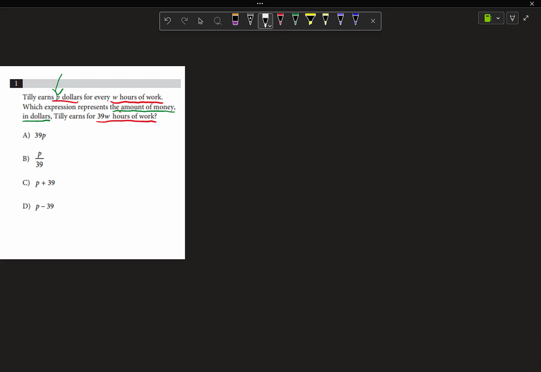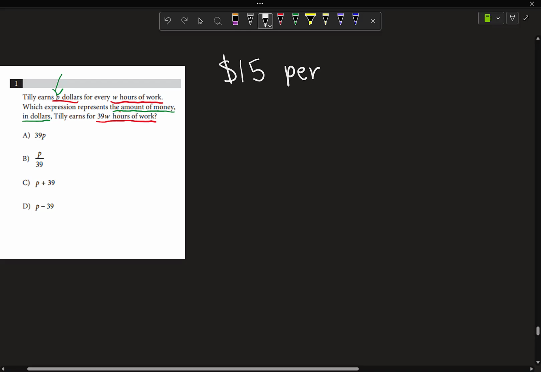So first, let's just think about this using a made-up example. Let's say you work somewhere and you make $15 an hour. You would say just that. I make $15 per hour. You might even say $15 per 1 hour. Of course, there's a different way to write that. You can write that as a fraction or as a ratio.